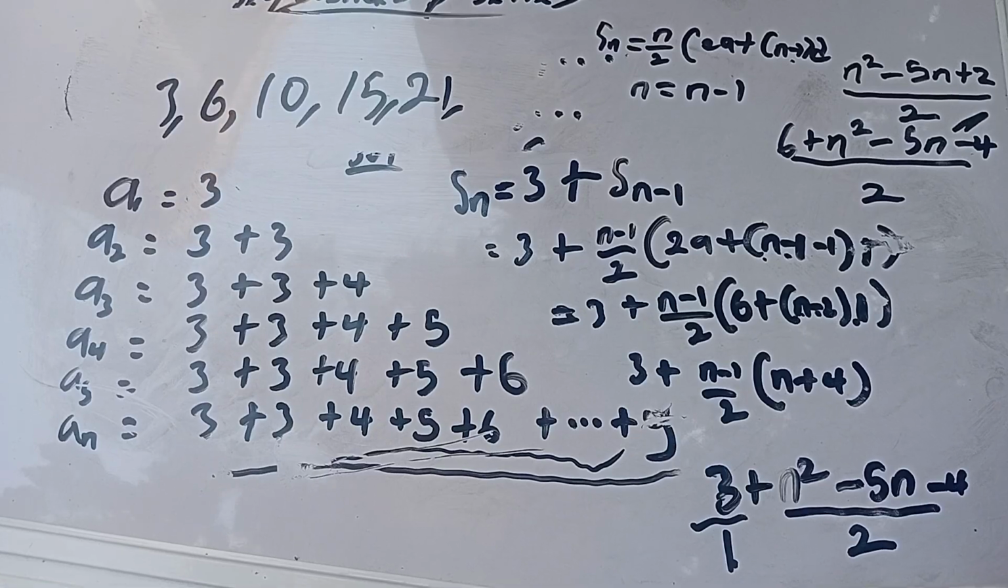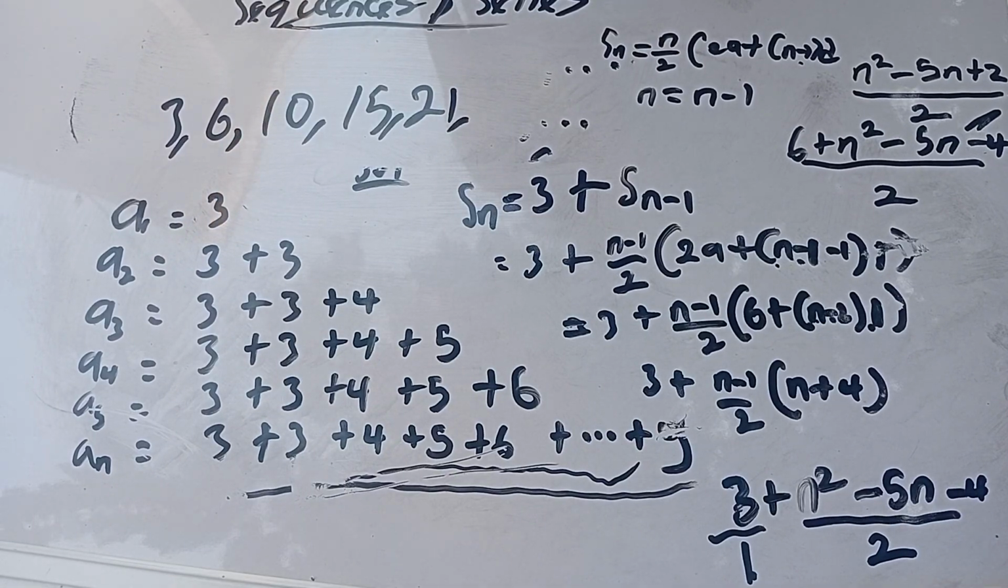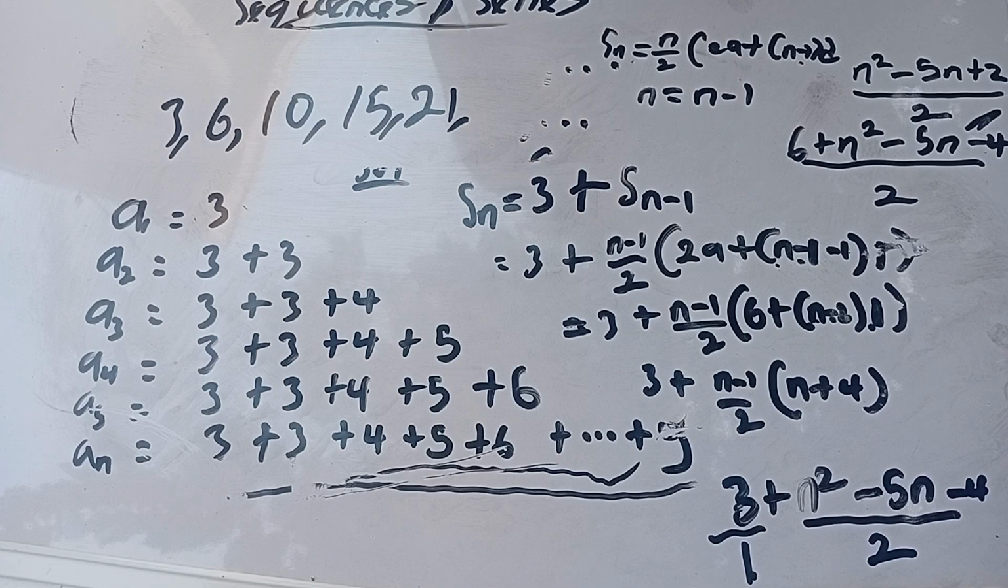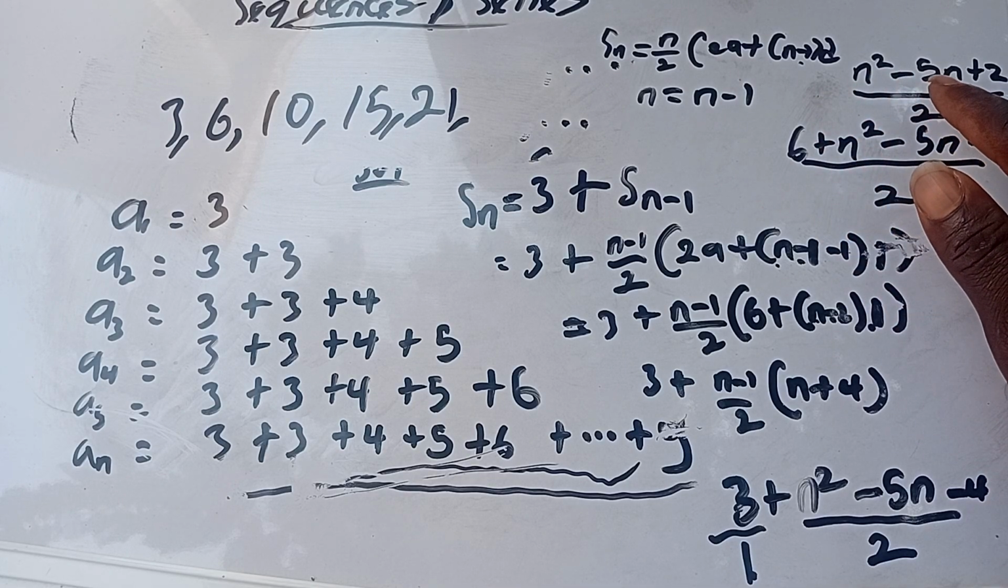That's our nth term. Now let's check. If n equals 1, are we going to get 3? Now let's check if that is valid. 1 minus 5.